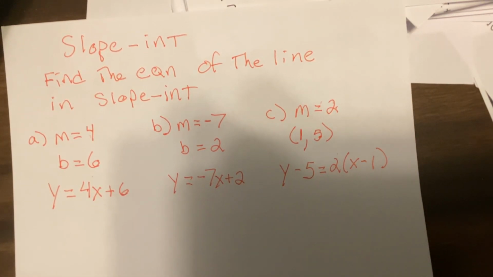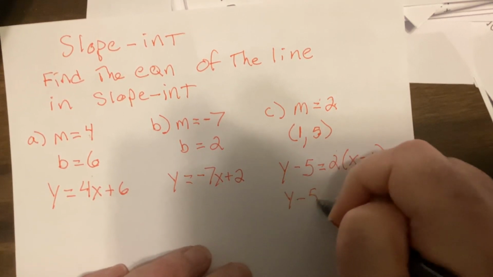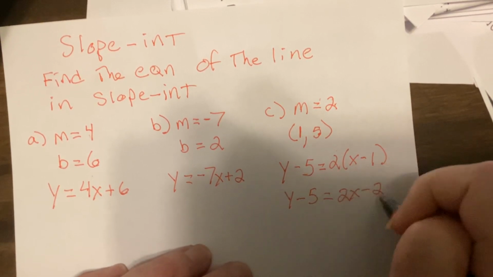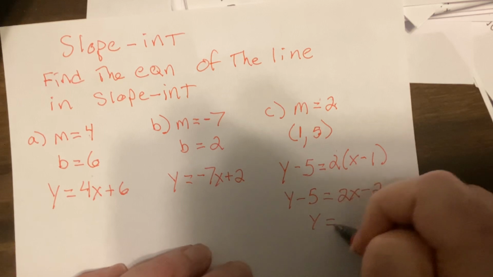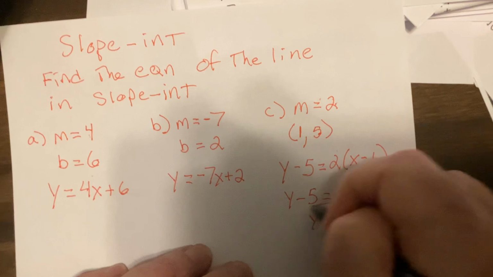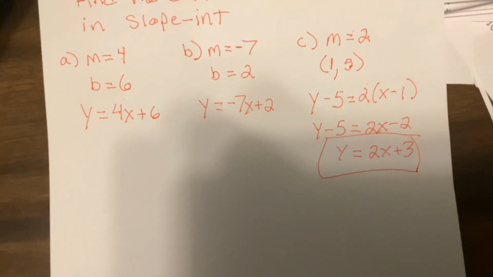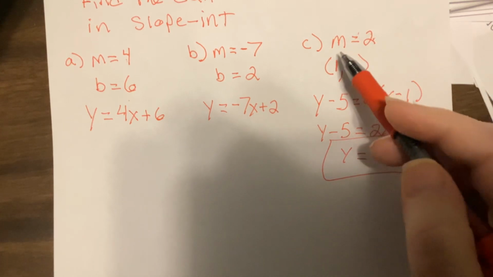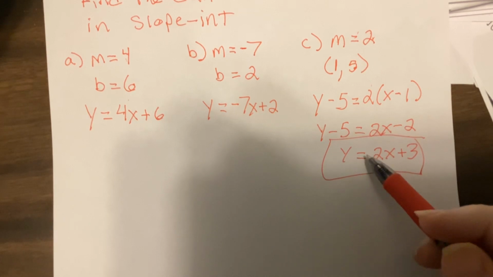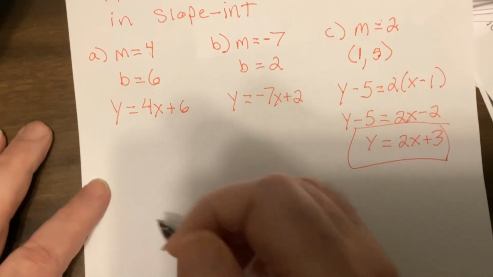Now I want to get it in slope-intercept form, so I solve for y. Y minus 5 equals 2x minus 2. Add 5 to both sides. Y equals 2x plus 3. That is slope-intercept form, my final answer. So you start off finding the formula for what you're given, then you move it to the formula it wants you the answer to be in. So let's try another one.